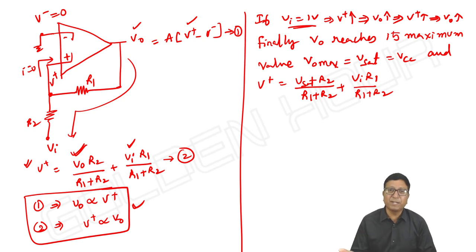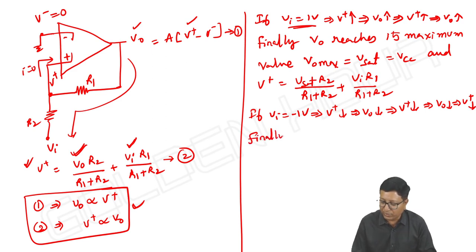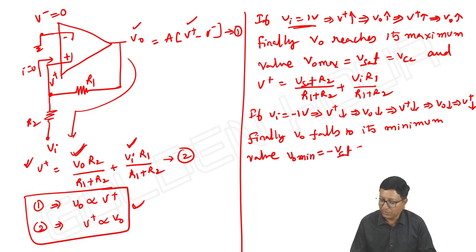Next, input can be negative also. The same story repeats. If VI is negative, minus 1 volt, it looks like input is decreasing. Anyway, V minus is 0, I need not worry about it. So as input decreases, V plus will decrease. If V plus decreases, V output will decrease. V output decreases, V plus will decrease. Again, V output will decrease and V plus will decrease. And finally, V output falls to its minimum value. V output minimum is equal to minus V saturation or minus VCC.